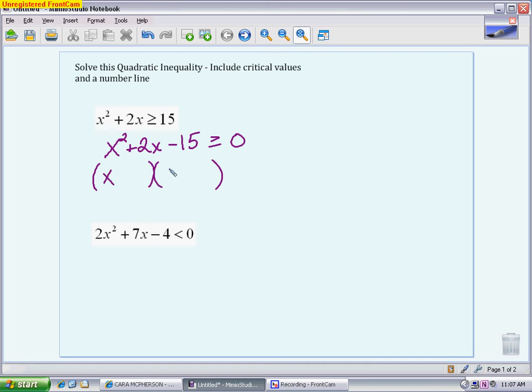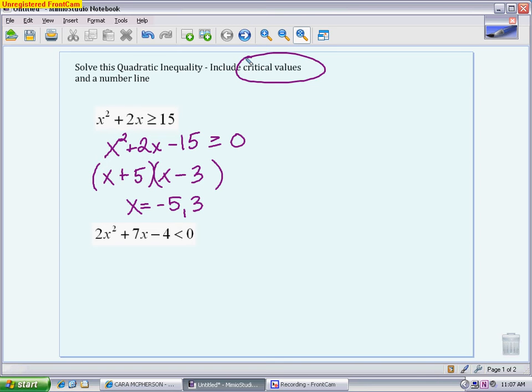So we're going to factor, it's x and x. It's plus and minus. You get plus 5 minus 3. So what that tells me is your x-intercepts are at negative 5 and 3. We also refer to these as critical values, because they are the most important pieces of information about this parabola to help us solve it.